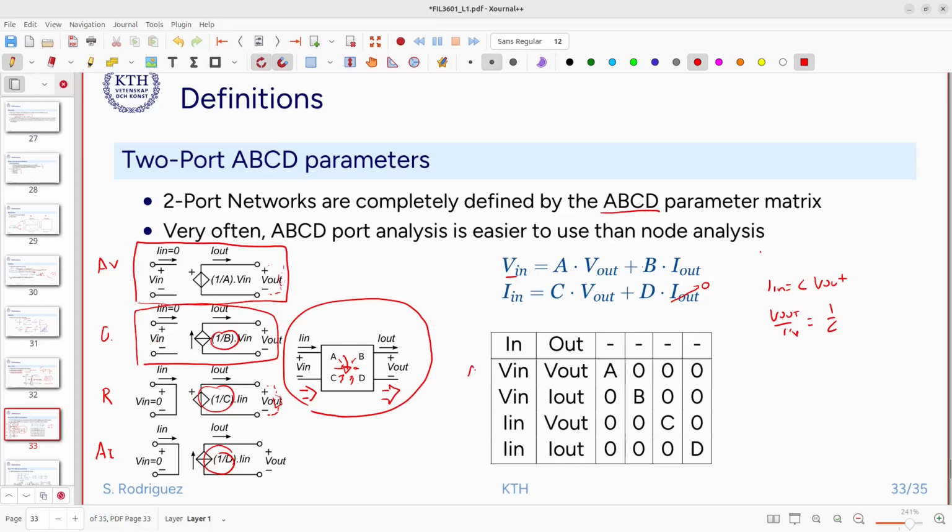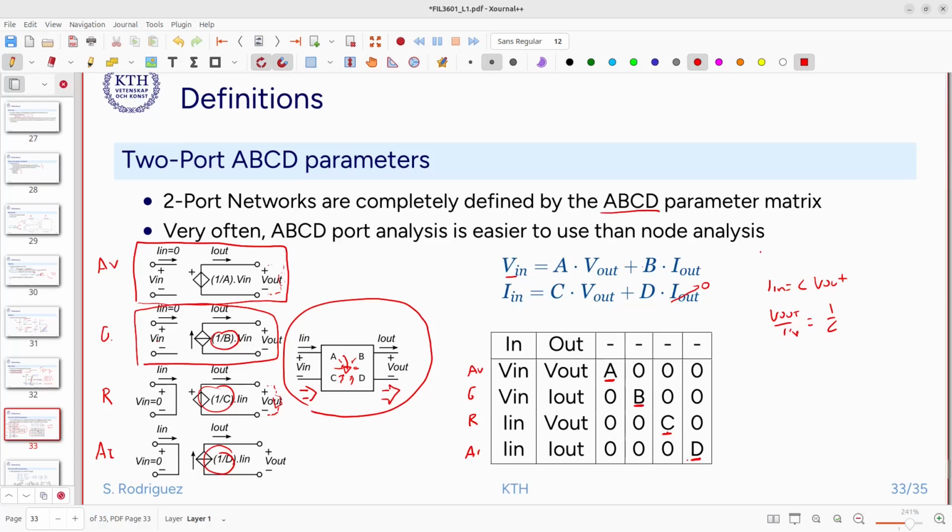If we plot these, or put them in a table here, we have the following alternatives. For the voltage amplifier, we have only one parameter available, and it is parameter A. For the transconductance amplifier, we have one parameter, that is B. For the transimpedance amplifier, we have one parameter, that is C, and for the current amplification, we have only one parameter, that is D. And the other parameters will be 0.